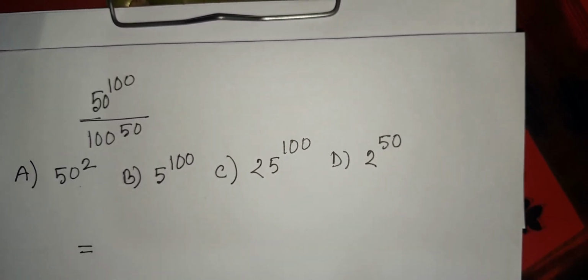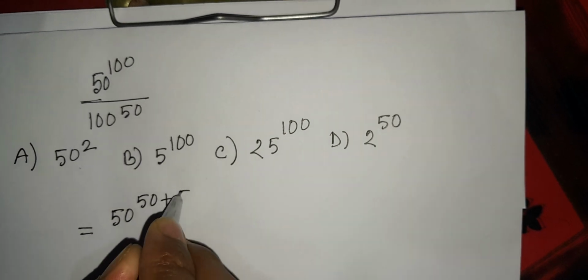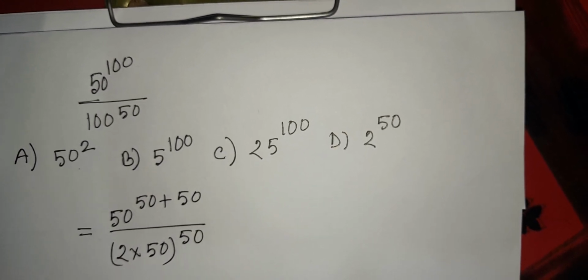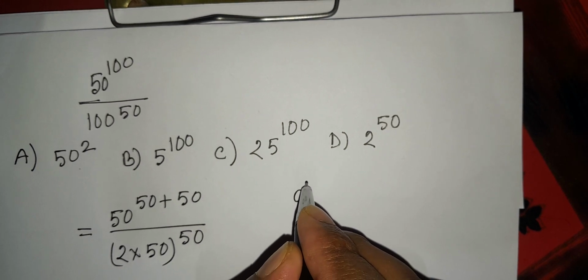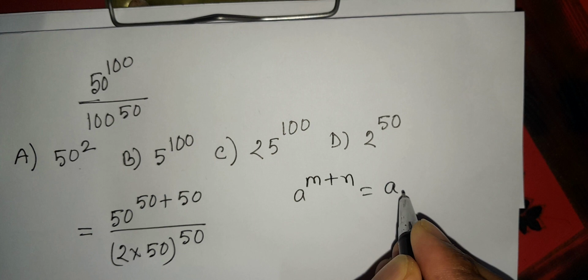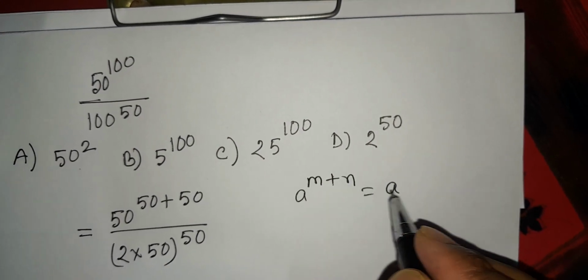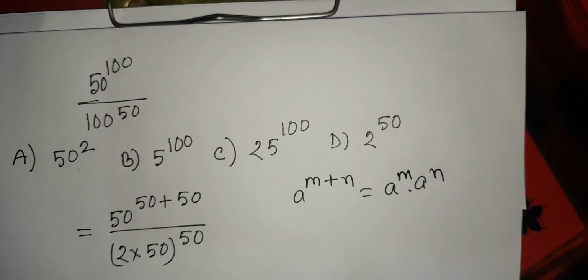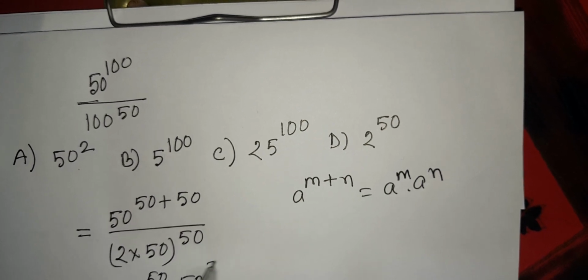Here we can write 50 to the power 50 plus 50 by 2 into 50 to the power 50. Here we can write the formula a to the power m plus n equal to a to the power m into a to the power n. So we write it 50 to the power 50 into 50 to the power 50.